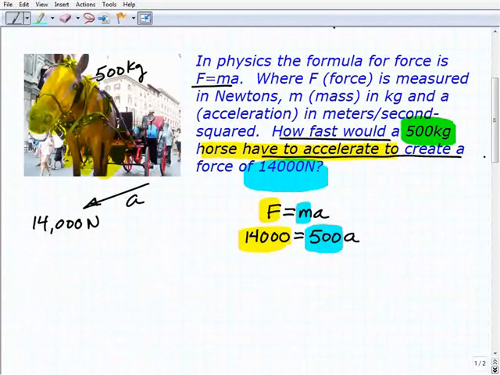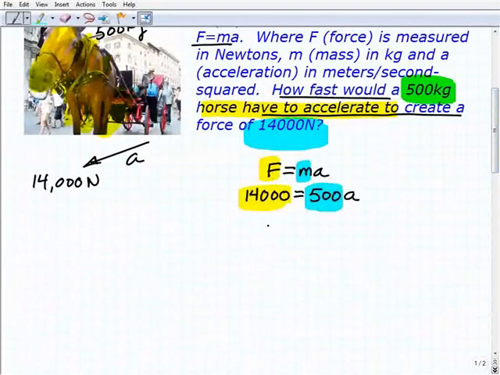Now, if you don't like the way this looks, it's equivalent to this: 500 times A equals 14,000. Sometimes students get a little hung up that the variable's on the right-hand side. It doesn't make a difference whether the variable's on the right-hand side or the left-hand side. The same procedure is still going to take place.